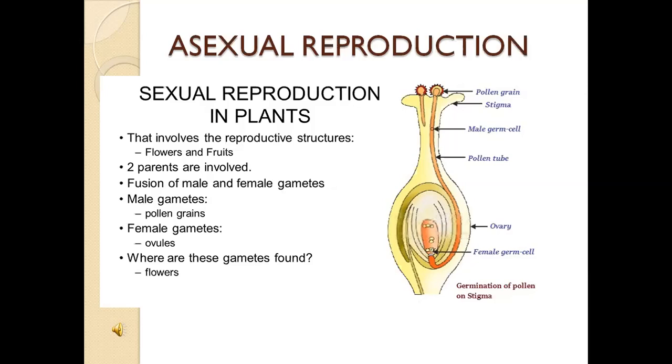Here, see this example: germination of pollen on stigma. The top two points are pollen grains. Already we know that pollen grains are male gametes. Next, the female gametes are down in the ovary. In the ovary, the ovules are here. Ovules are female gametes. So, pollen grain and ovules, male gametes and female gametes, are important in sexual reproduction.